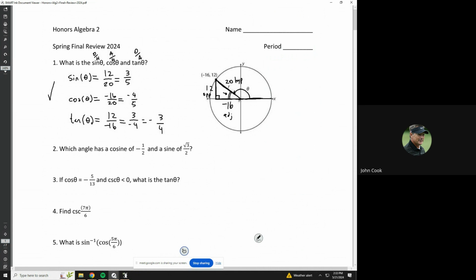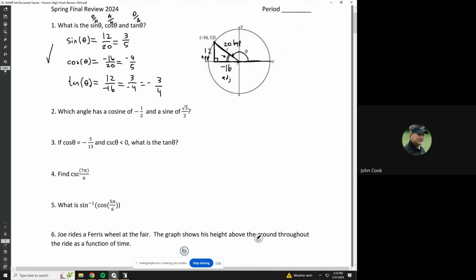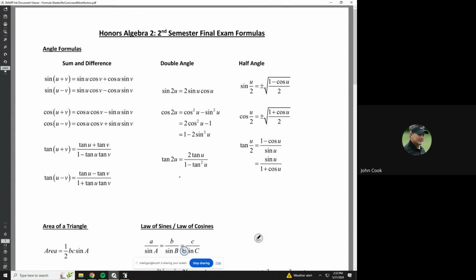Okay, next up, it says which angle has a cosine of negative 1/2 and a sine of square root of 3 over 2? Yeah, all we have to do is go over to our unit circle to find this answer. So we would use our unit circle. And remember, cosine is negative 1/2, sine is a positive square root of 3 over 2.